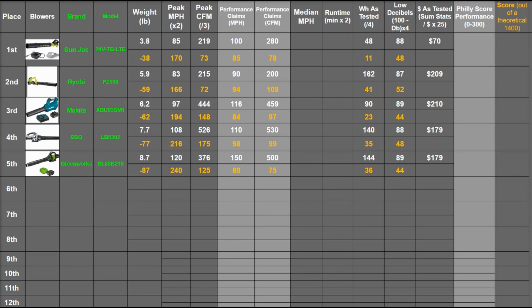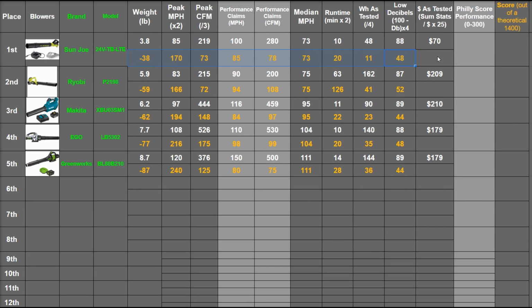So when you do their runtime minutes times two, that makes for their scores here, the Ryobi taking somewhat of an obvious advantage there. Then their median mile per hour is listed here, which is halfway through their run, what kind of velocity you're actually seeing. With all those figures now filled in, we can sort of do their performance versus price, which is just the sum of all of these points each gained so far versus its price times 25.